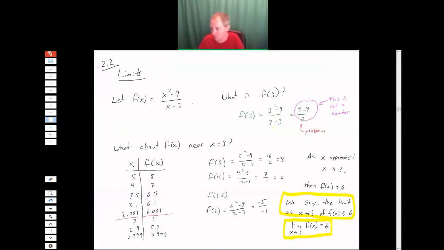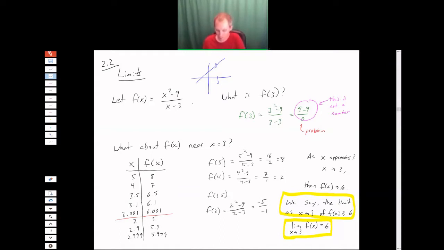If I were to look at a graph of this, maybe I'll pull a graph up on my screen here. So here at x equals 3, there's a hole in the graph. Okay, so I can think of this as following a nice line here, right? And everywhere except 3, I can know what's going on.